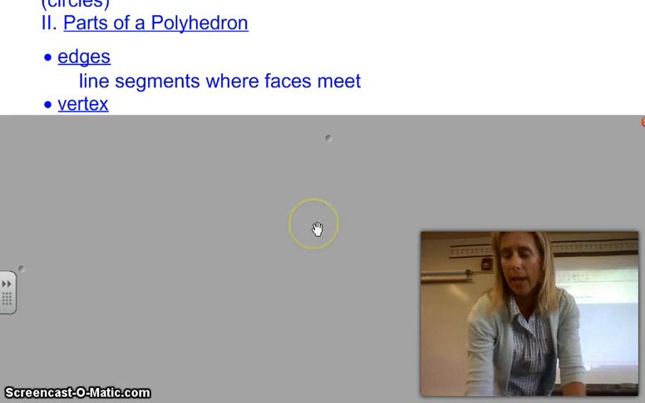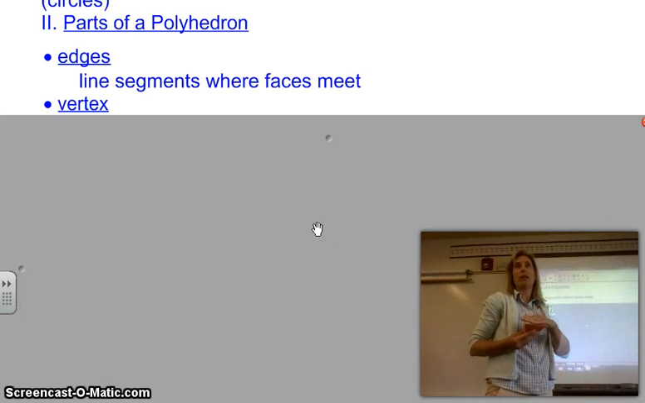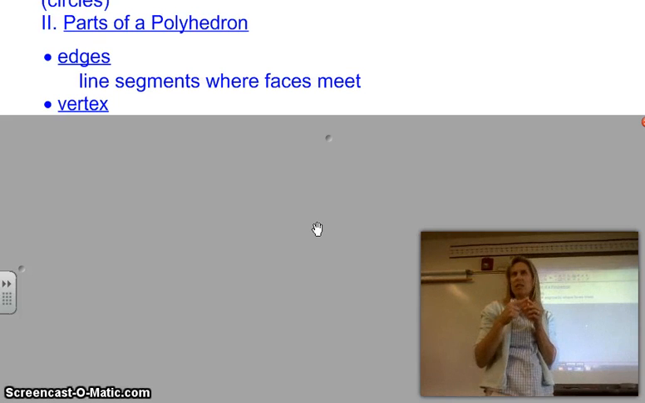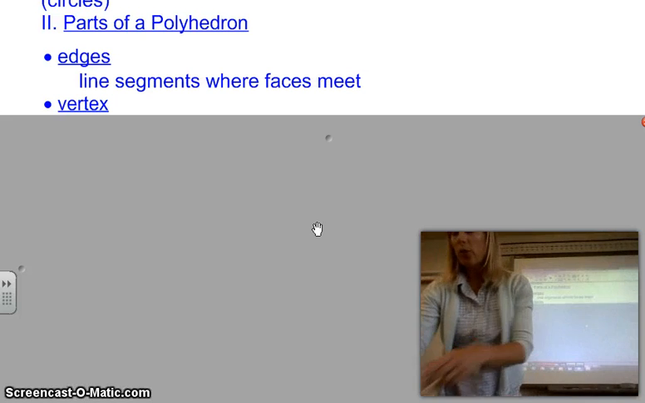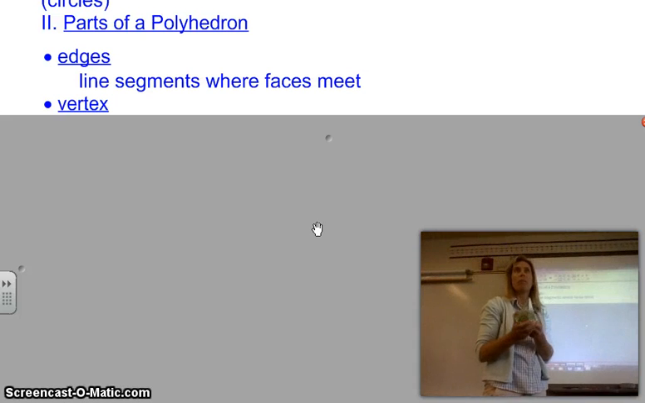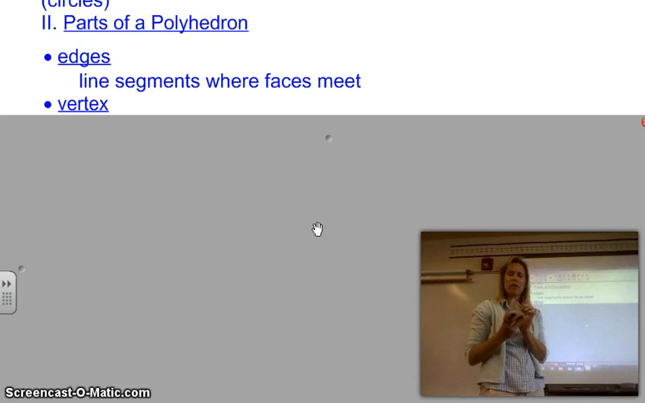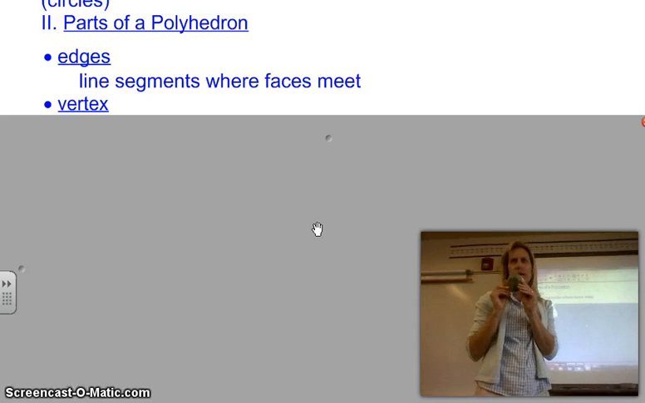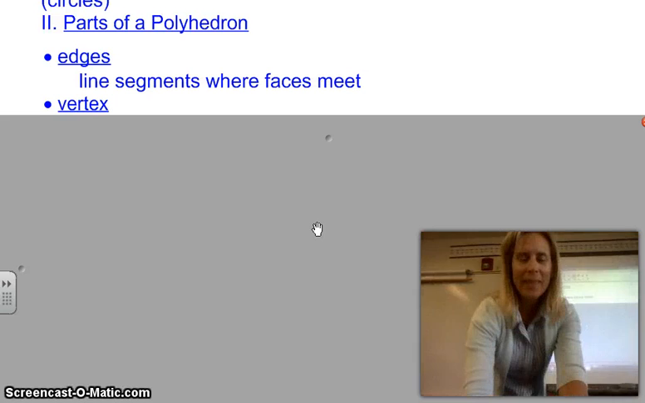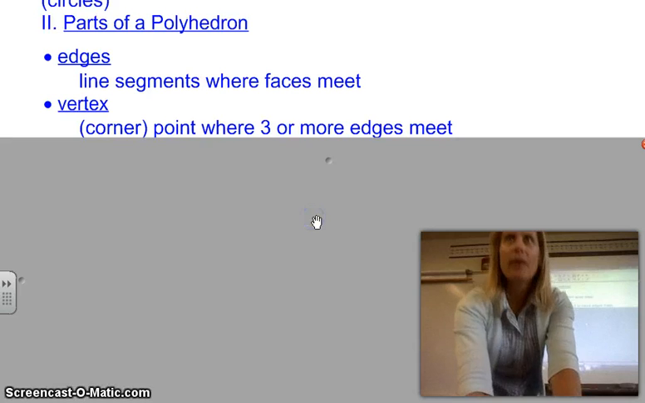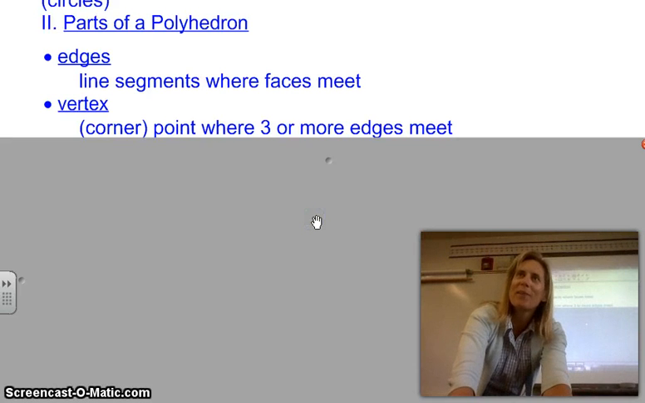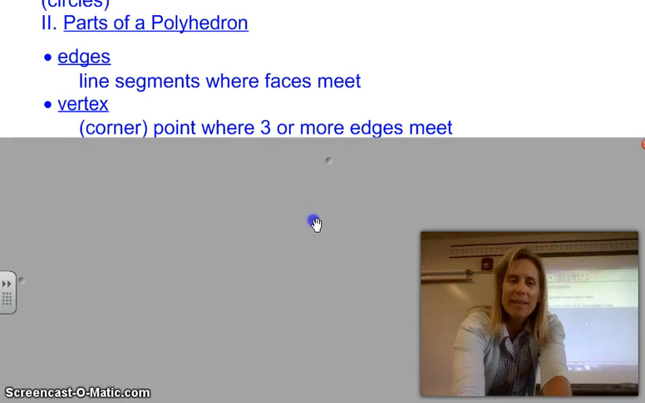Now, if we have 3 edges meeting, 1, 2, 3, we have a vertex. Okay? We could even have more than 3 edges meeting, like in this hexagonal pyramid. There are 6 edges, 1, 2, 3, no, there's 6. 6 edges meeting. And so we have a very sharp and dangerous vertex on the hexagonal prism. Okay? So vertices are in the real world called corners, right? And they are where the edges meet.